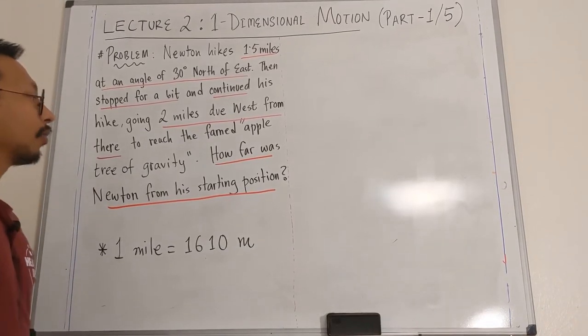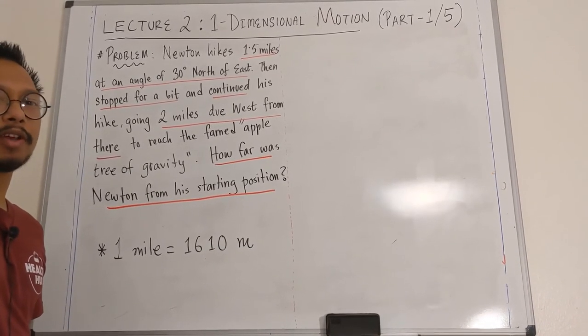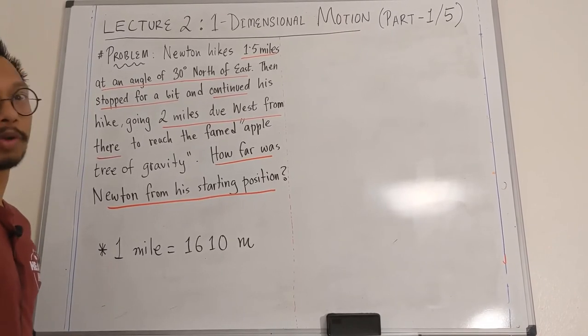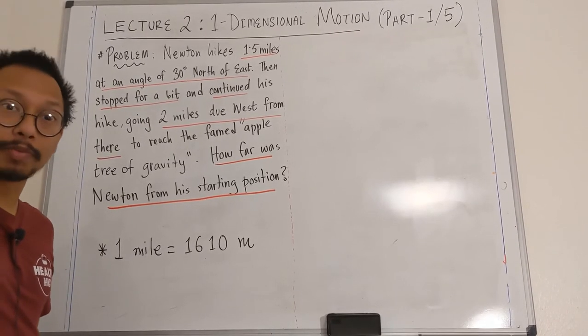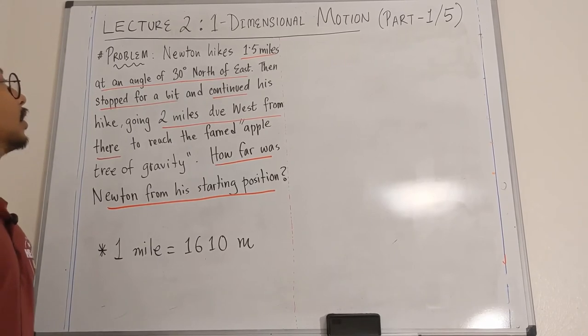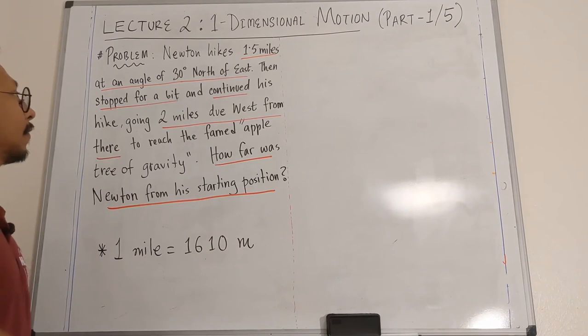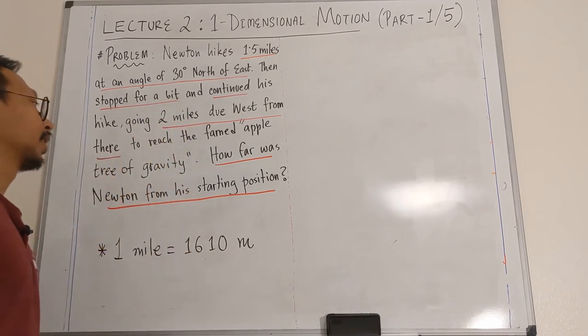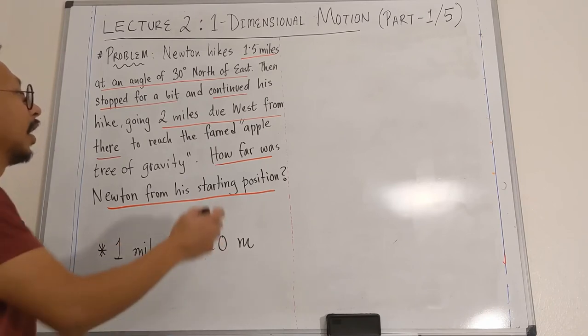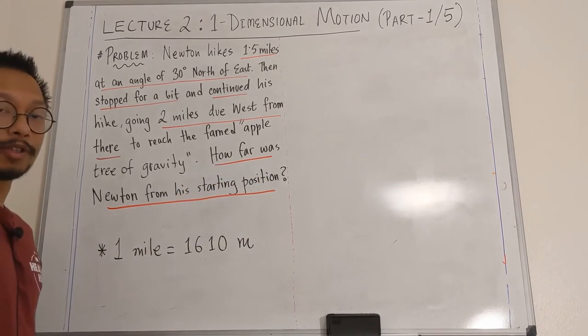Okay, so now let's investigate vectors by looking at a problem. That's what we do in physics. We learn something and we apply it. What does the problem say? It says Isaac Newton hikes 1.5 miles at an angle of 30 degrees north of east. Then he stops for a bit and continues his hike going 2 miles due west from where he stopped, to reach the famed apple tree of gravity, where he discovered gravity. How far was Newton from his starting position?